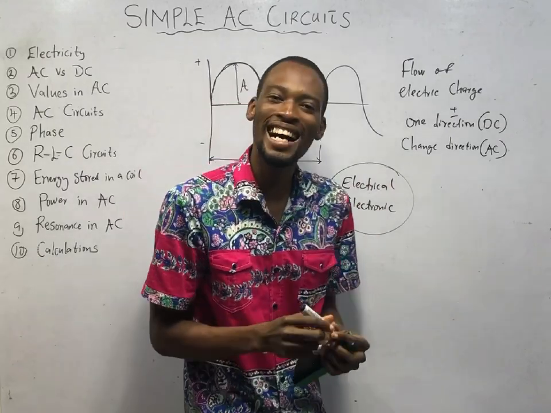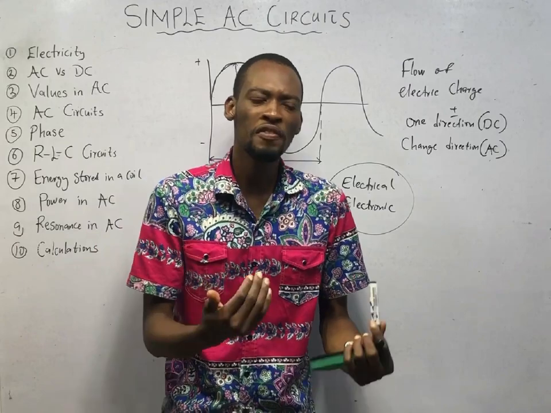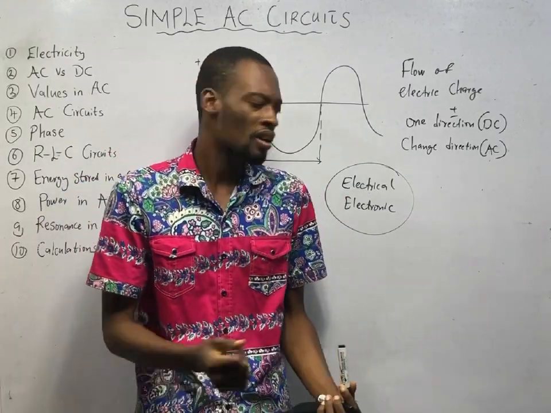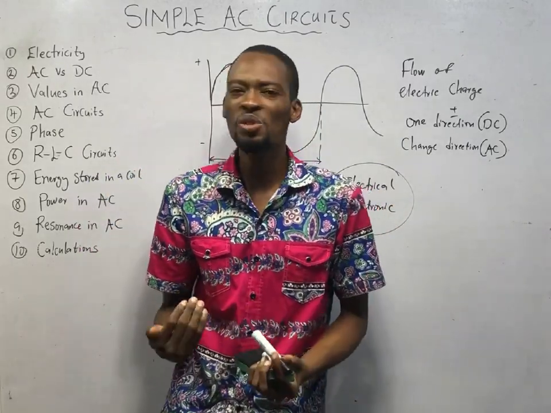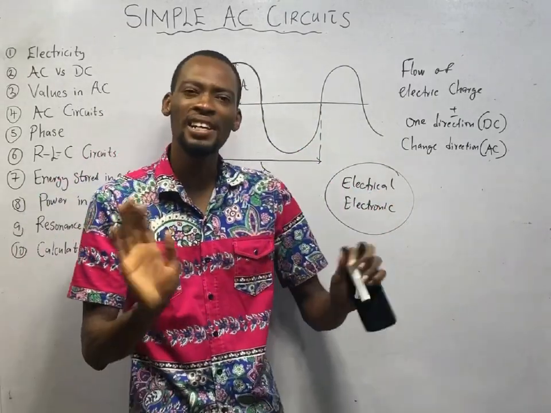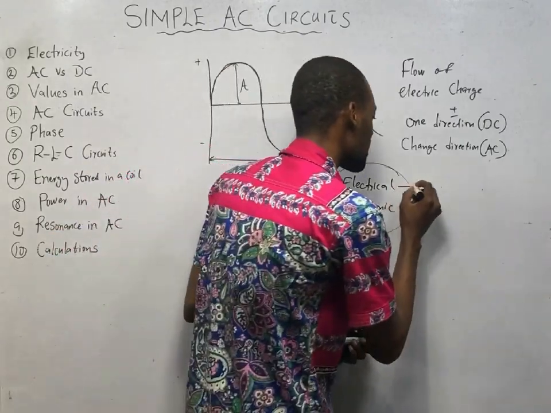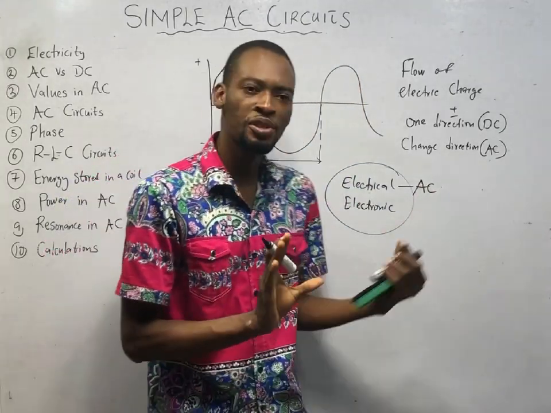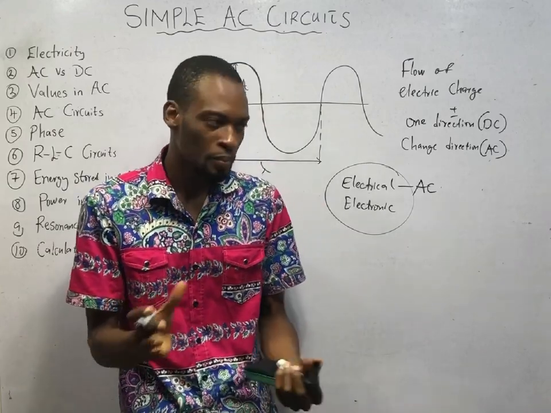Electrical devices are devices that use very high power. Once the voltage is low, it will not be able to power them. They require high power. These are electrical devices. Meanwhile, electronic devices, they don't require very high power to operate. Example of an electrical device is your air conditioner. Air conditioner requires high power. Your refrigerator, washing machine, these are electrical devices.